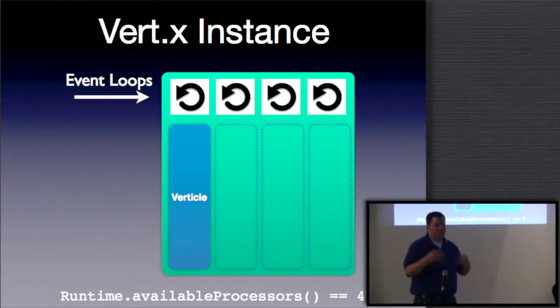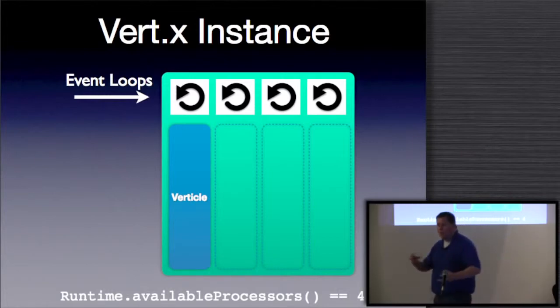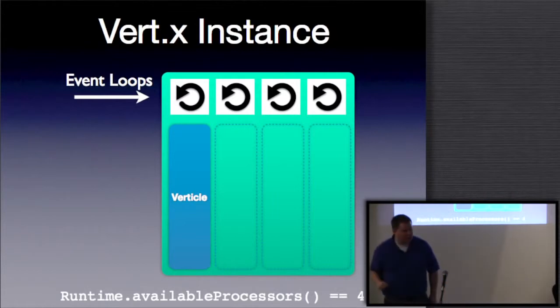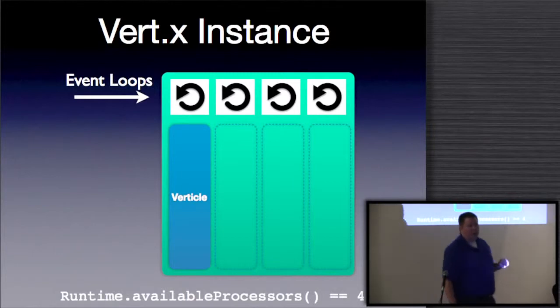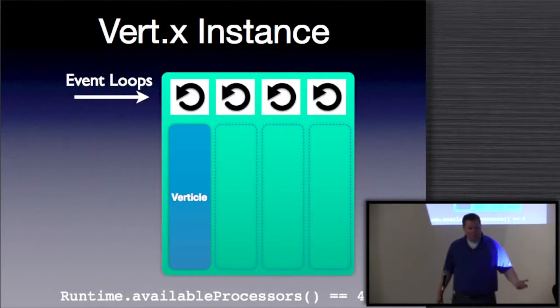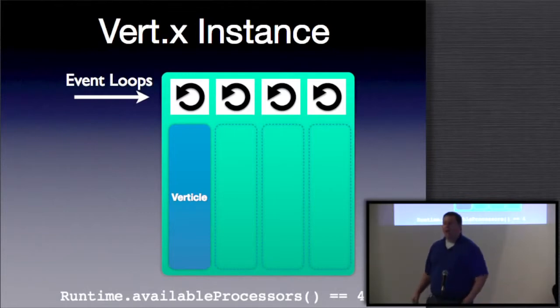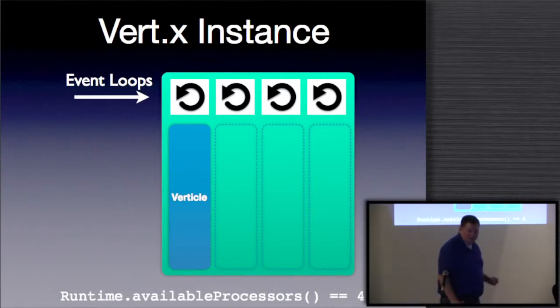The Vertex engine consists of several threads. So we're concerned here primarily with a group of threads that provide us with event loops. So again, we're starting to see one of the first differences. Node, one event loop. Vertex, many event loops. How many? Well, it checks to see how many processor cores you have available using Runtime.availableProcessors, and it's going to create an event loop thread for each one of those. And then verticals are assigned to an event loop thread.